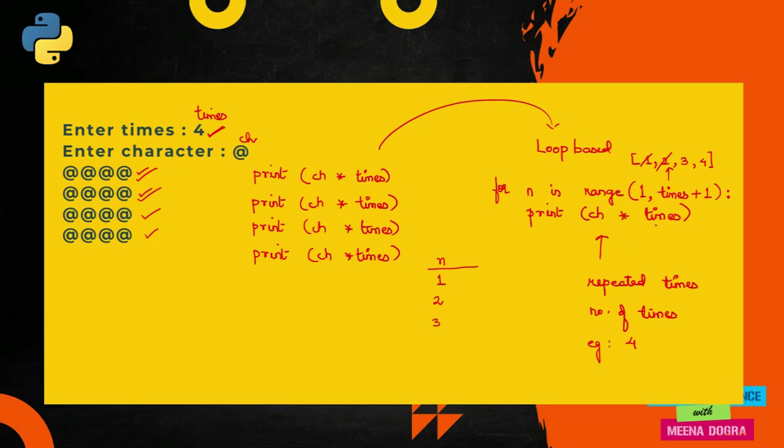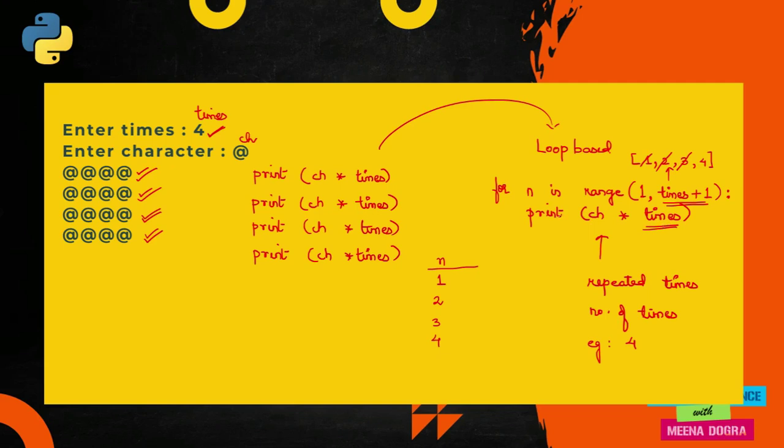So ch multiplied by times, I'm using times at 2 places. I'm multiplying the character with times, and I'm also ensuring at the same time that this statement gets repeated times number of times. So 4 times the character will be replicated, and the line generated will also be repeated 4 times. This is 3. Once it's 3, again this loop will run for the third time, printing ch multiplied by 4. And the last value that n is going to store will be 4, and again the last line, ch multiplied by times, 4 times replication of ch will take place on a separate line.